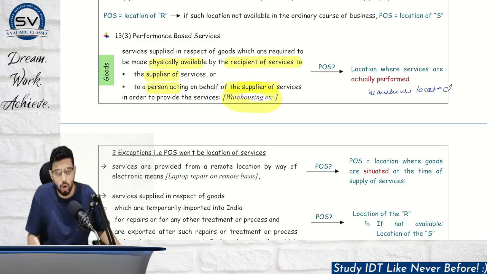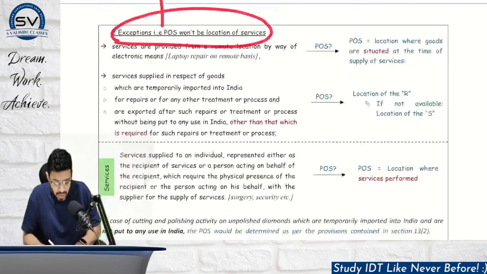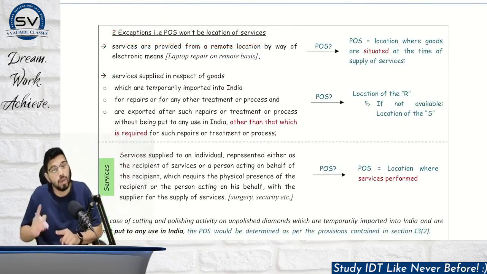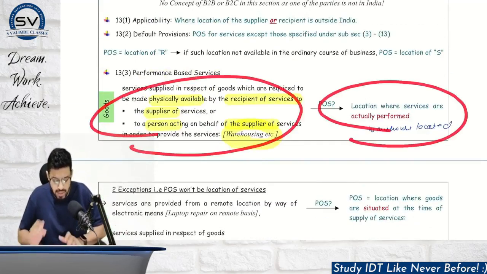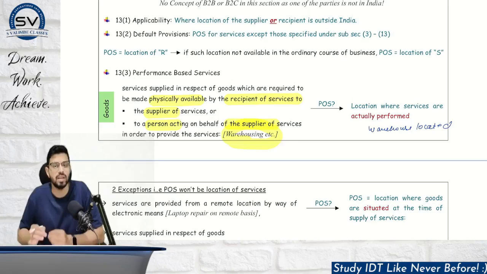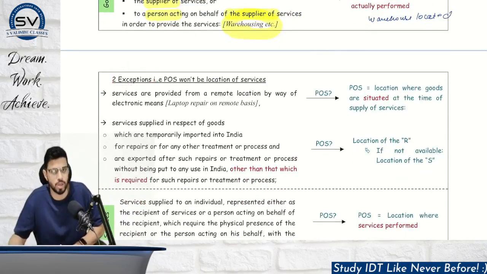So here you will not focus on the location of the recipient or anything like that. Now, two exceptions to this particular case. Two exceptions means in these two cases, the place of supply won't be the location of services. Why? See, the general rule with respect to this subsection 3 is where the services are performed. When I say exception, it means it will not be the location of services.